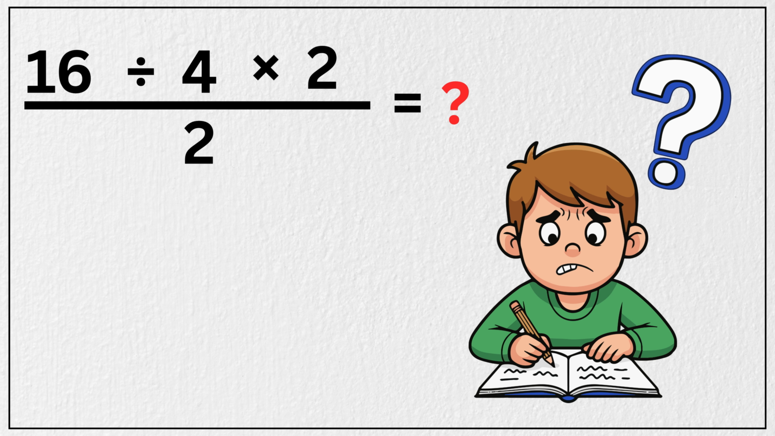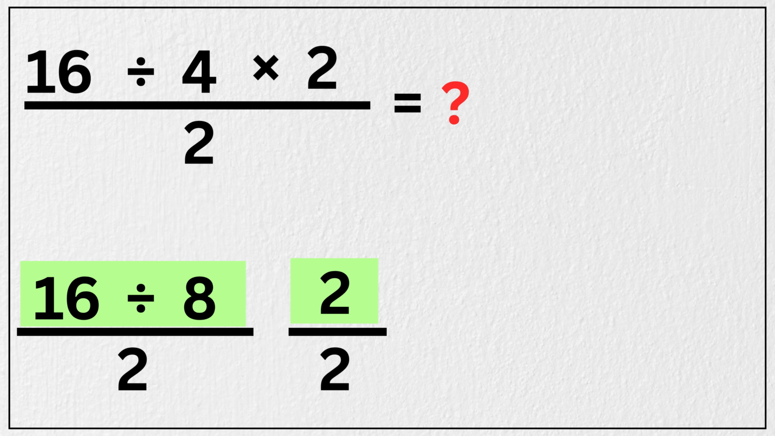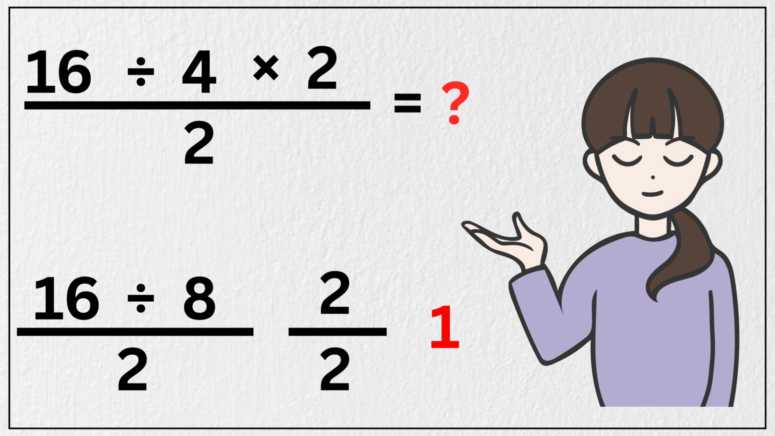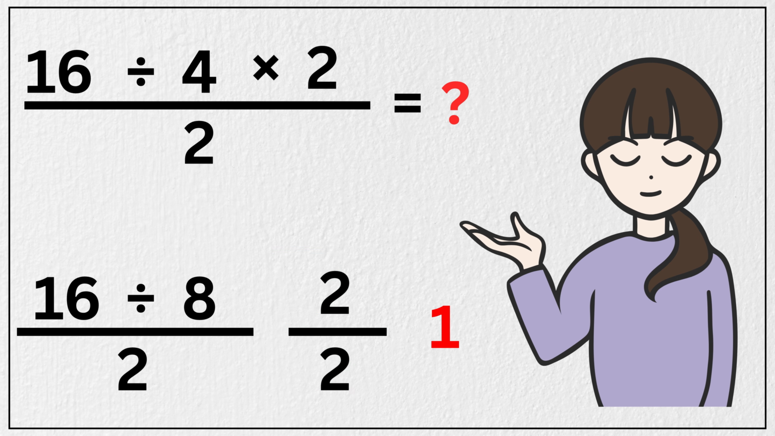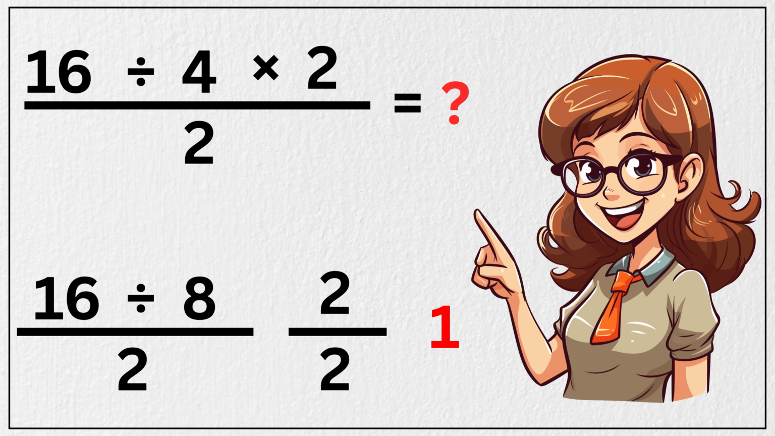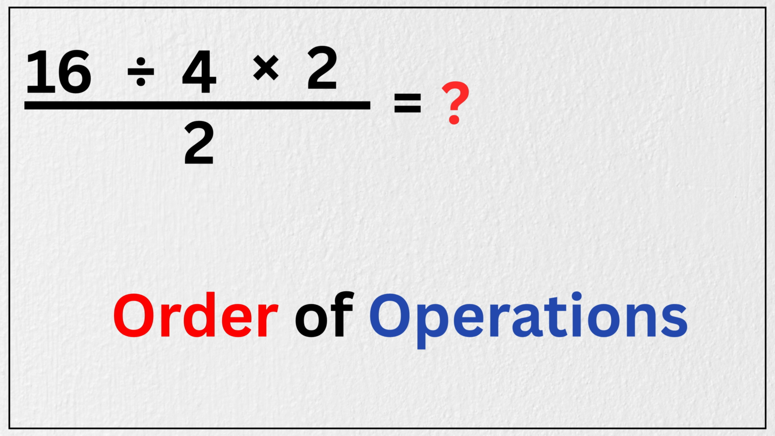For example, some people might first multiply 4 by 2 to get 8. Then they divide 16 by 8 and get 2. Finally, they divide that 2 by 2 and get 1. That looks neat and feels convincing, and many people would confidently say the answer is 1. But that's not correct. In fact, this approach breaks one of the most important and fundamental rules in mathematics, the rule known as the order of operations.